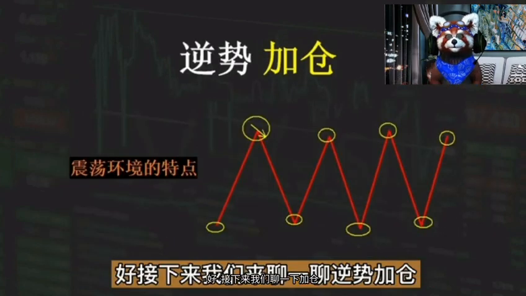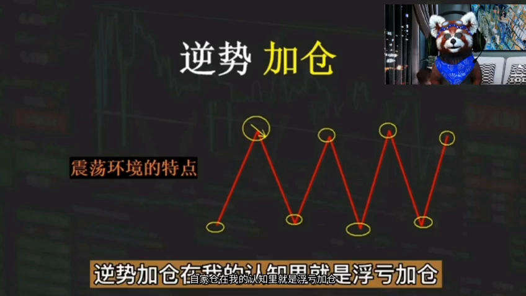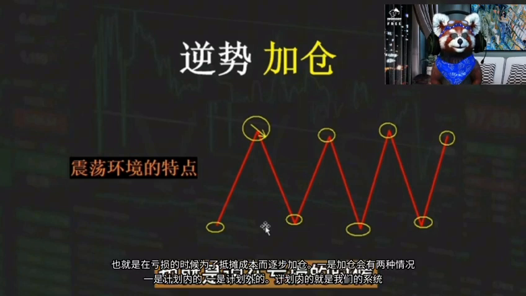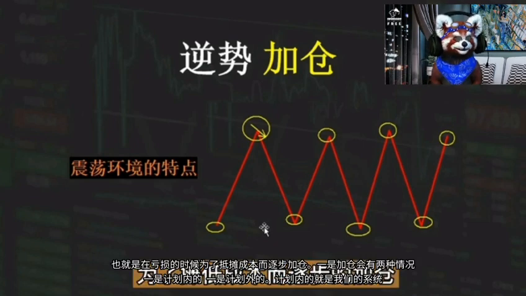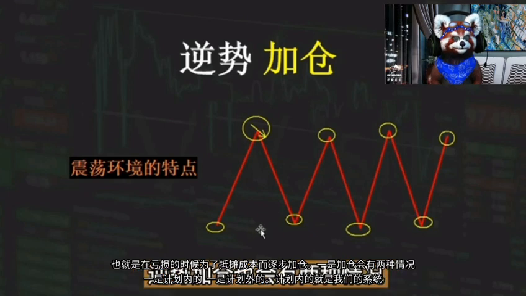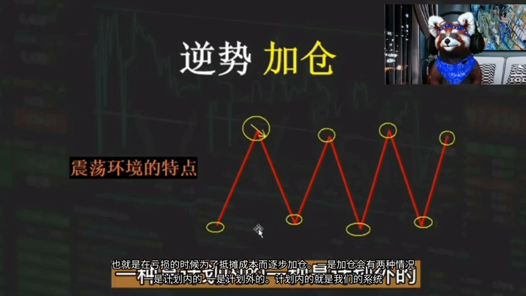Alright, next let's talk about adding positions. In my understanding, it is just adding to the deficit. That is, when you are losing money, you gradually increase your position to cover the cost. There are two scenarios for increasing your position. One is within the plan, and the other is outside the plan.